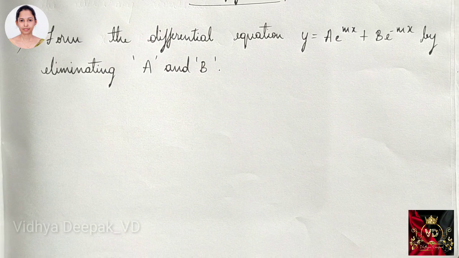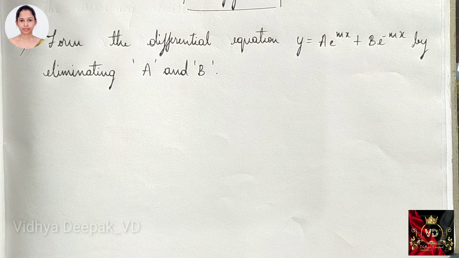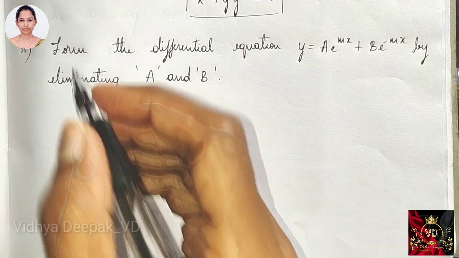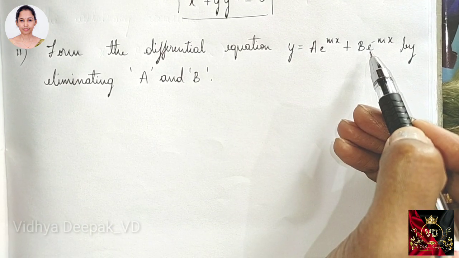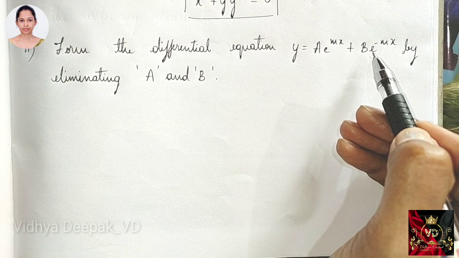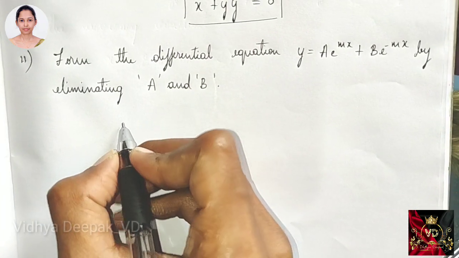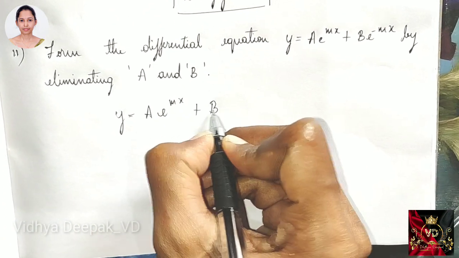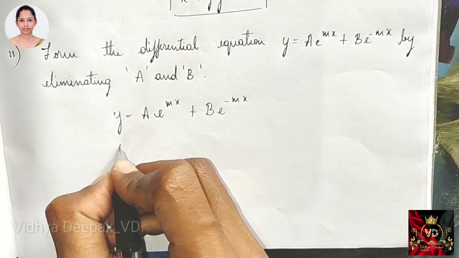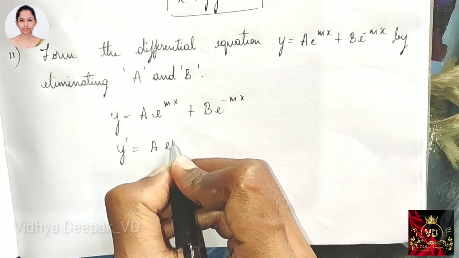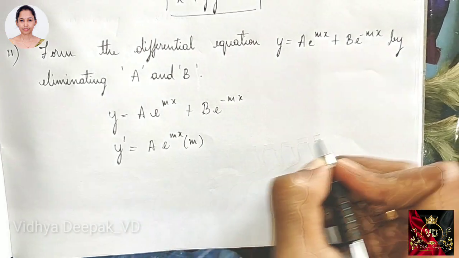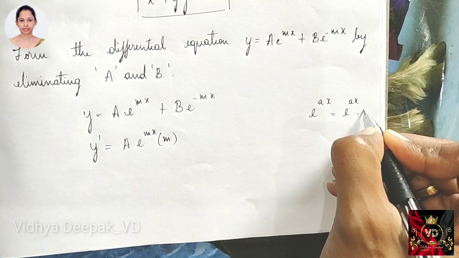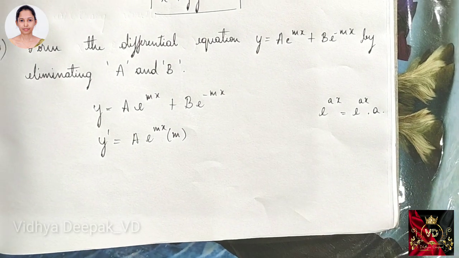Form the differential equation y is equal to a into e to the power of mx plus b into e to the power of minus mx by eliminating a and b. So as we know, we have 2 arbitrary constants. That means we will be having 2 differentiations. So let's start. So it is y is equal to a into e to the power of mx plus b into e to the power of minus mx. First derivative is a into e power mx into m. How did I get this? You know that derivative of e to the power of ax is e to the power of ax into a, or a into e to the power of ax.